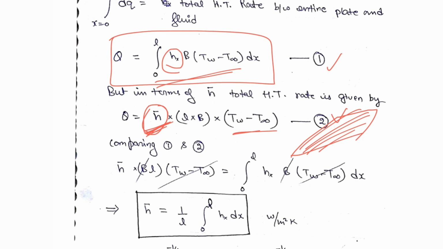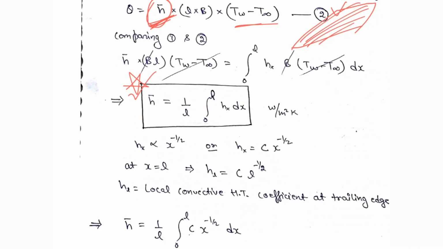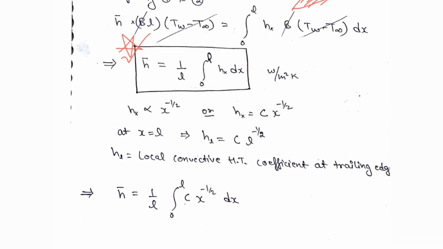Okay, if we equate this, we will get h bar is equal to 1 by L integral 0 to L hx dx. This is again very important formula that you have to remember. Okay, and we know the variation of hx with respect to x, that is hx is proportional to x power minus 1 by 2. Let us consider a proportionality constant be c, therefore hx can be written as c into x power minus 1 by 2.